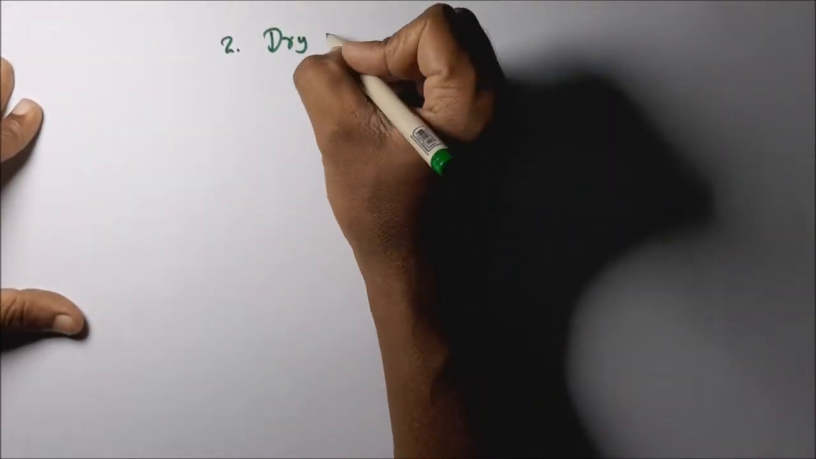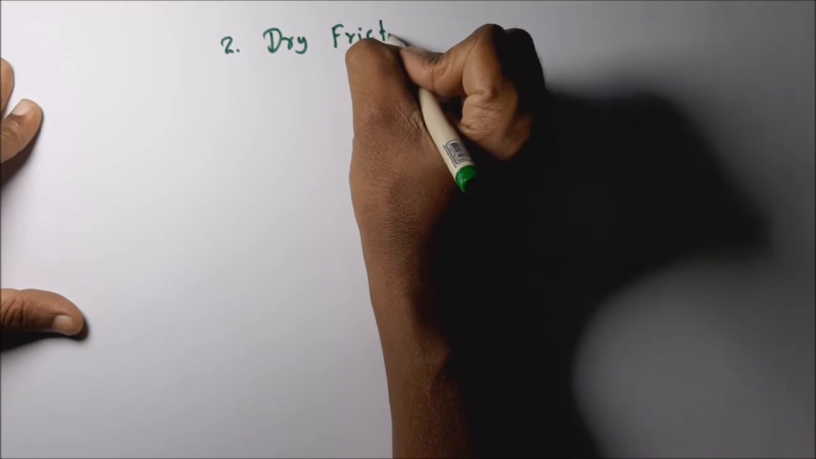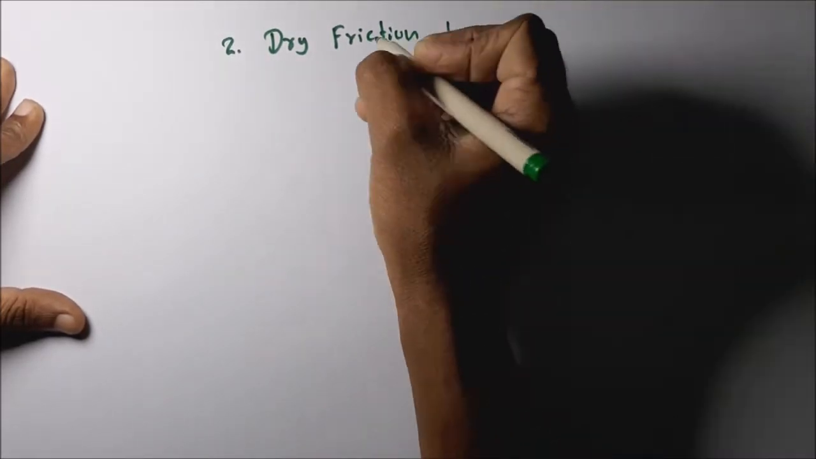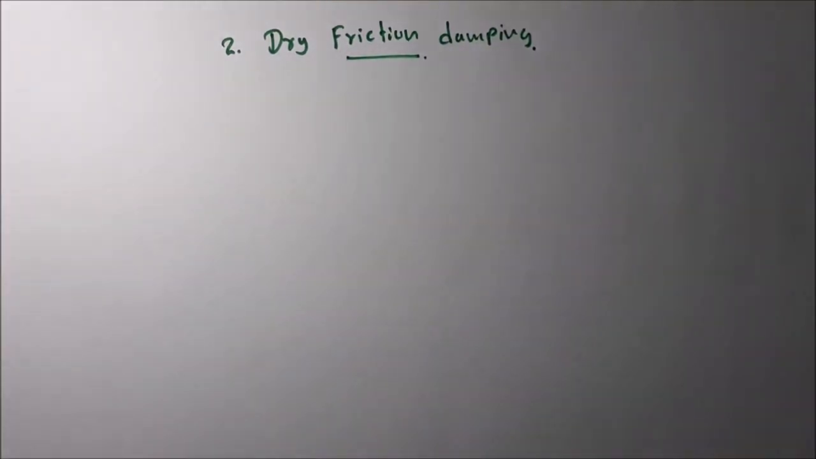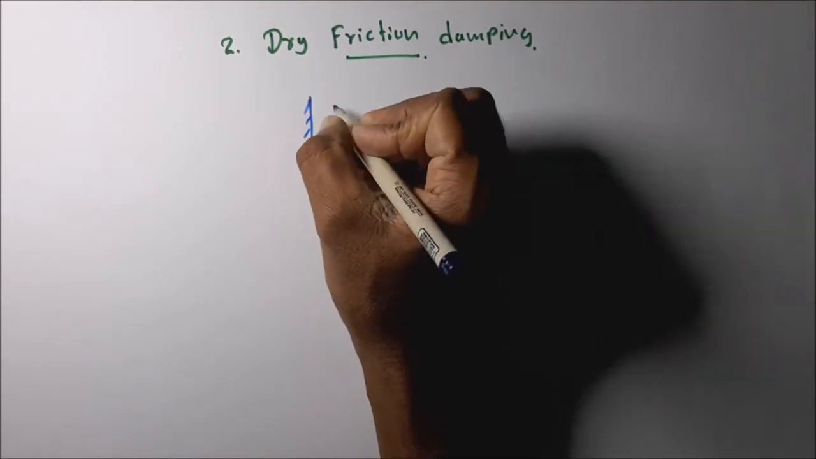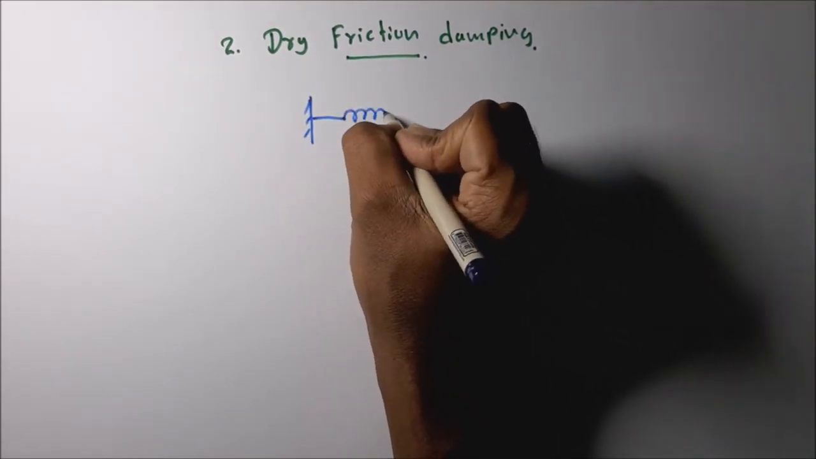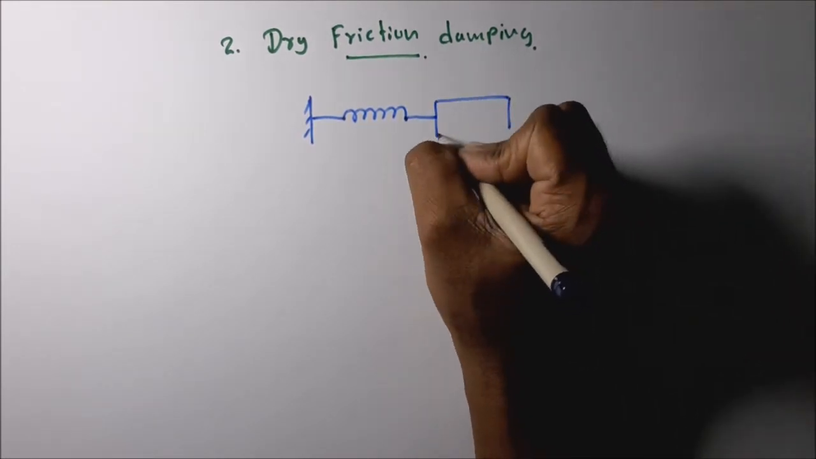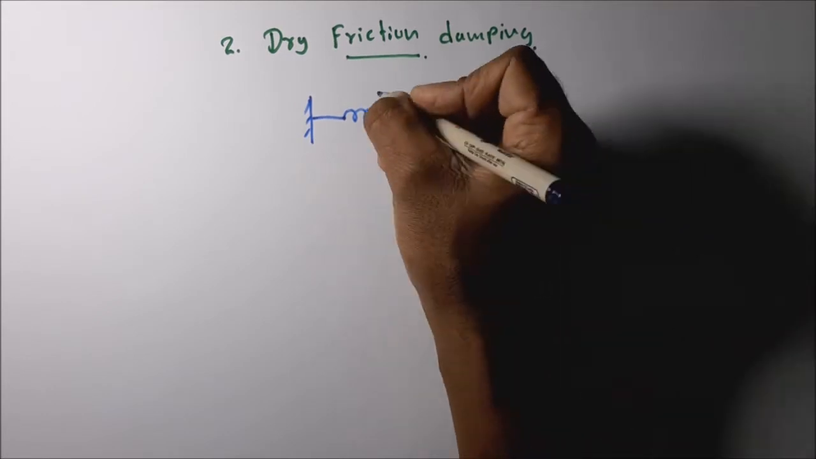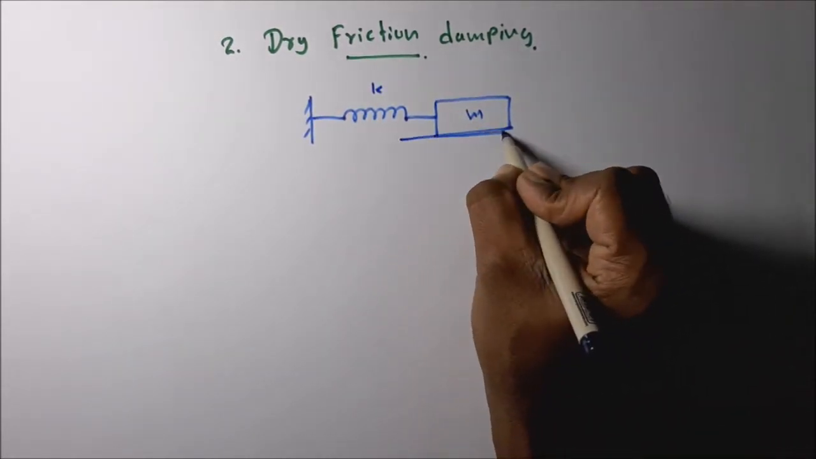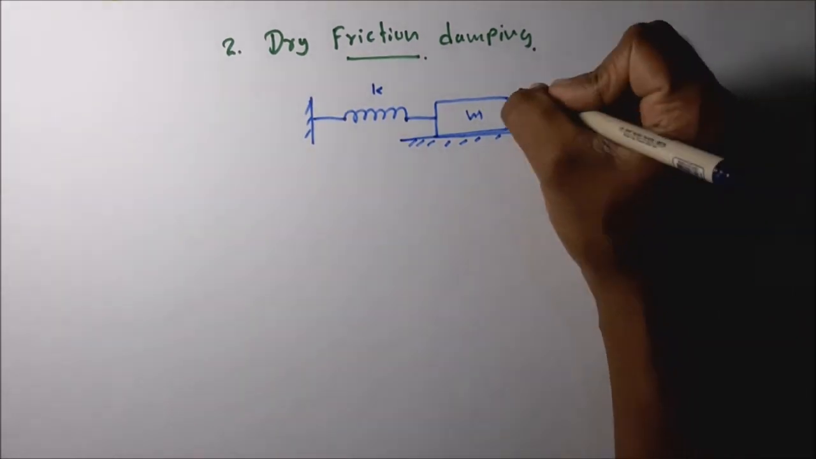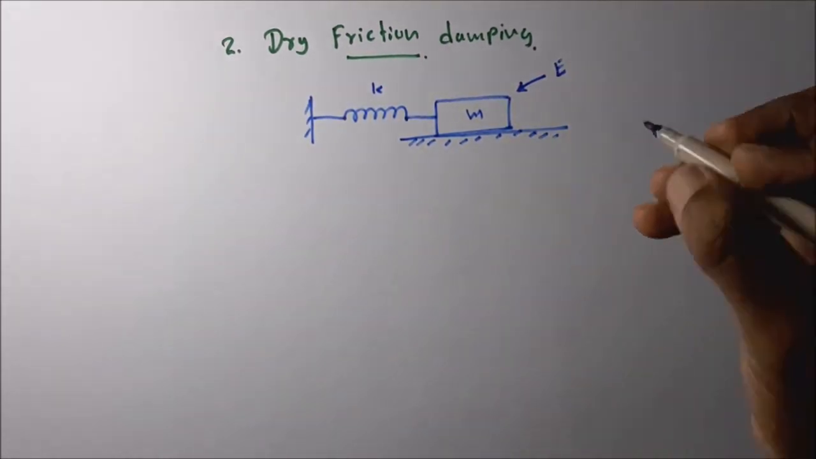Second one, dry friction damping. Let me take an example. Let's take this kind of stiffness, then it is on a rough surface. This is the mass, this is the stiffness. Then it is placed on a rough surface. Okay, we give a certain energy to the system to start the vibration.